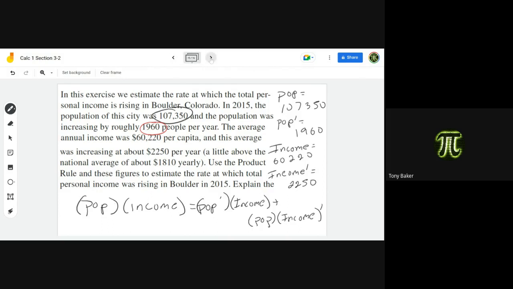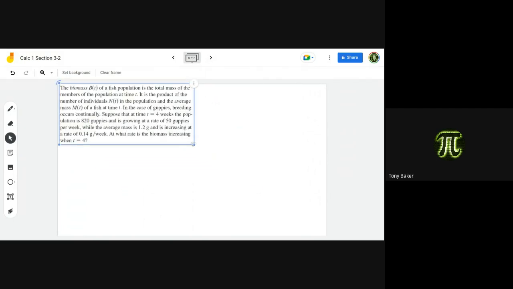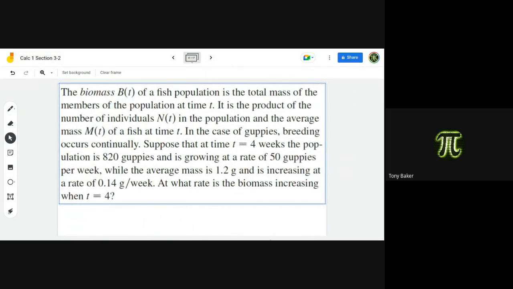Since you love word problems, here. Let's do this one.